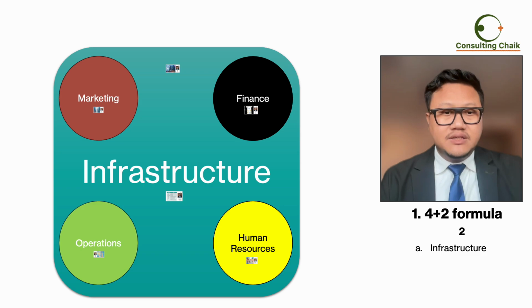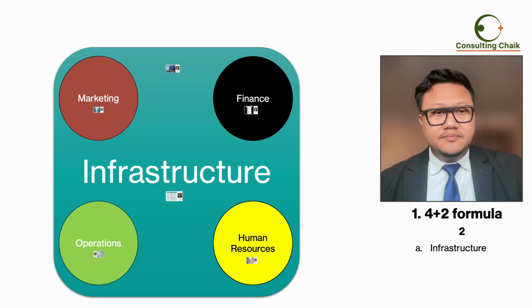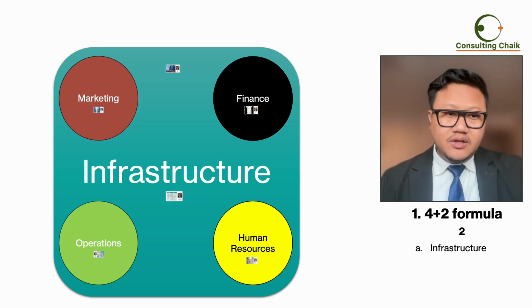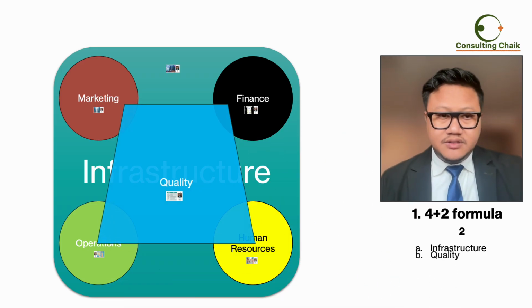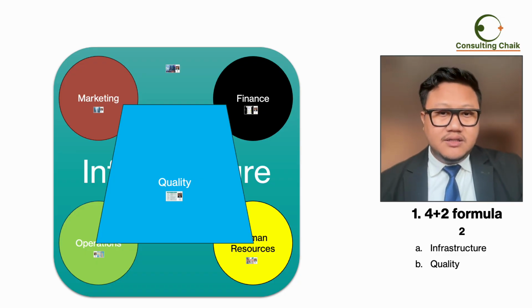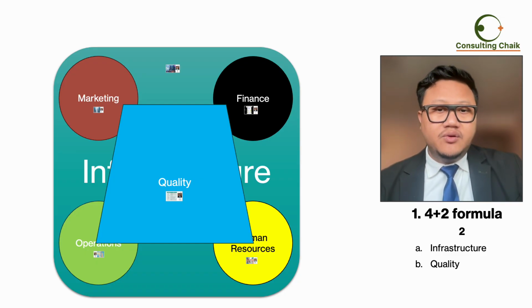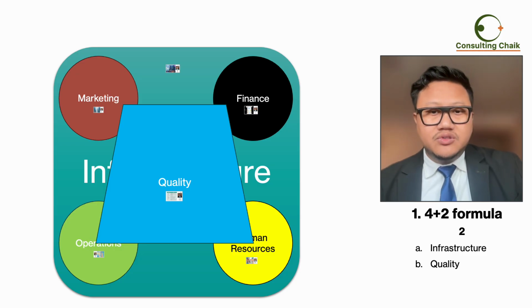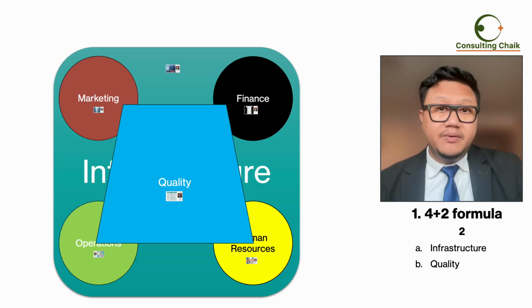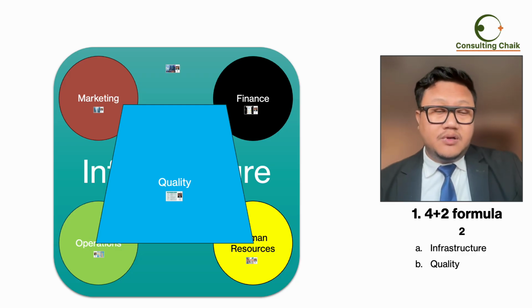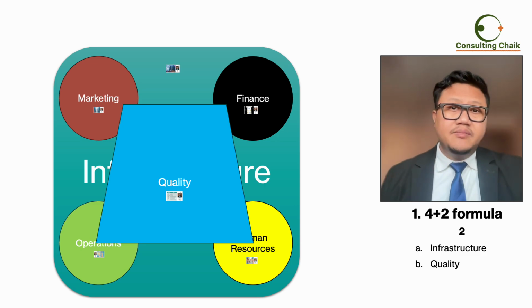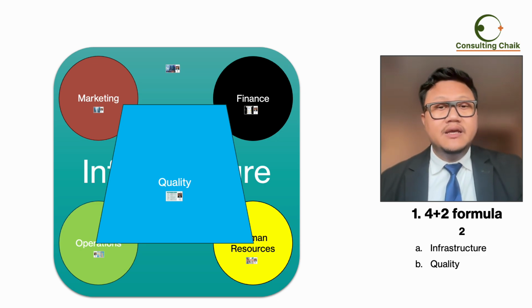If you have a good infrastructure, the design of the hospital is well planned, then it becomes easier for operations. And the second of the 2 is quality. If you have quality, then most of your operations and most of your human resource will be taken care of. So it's like 20% of your operations and 20% of your human resources work can be taken care of by implementing quality correctly.